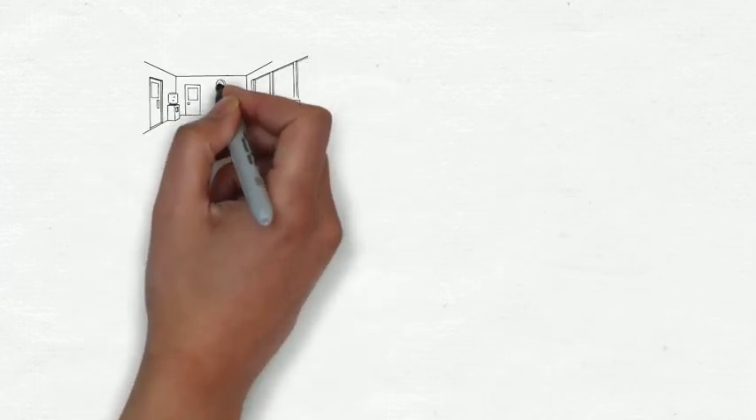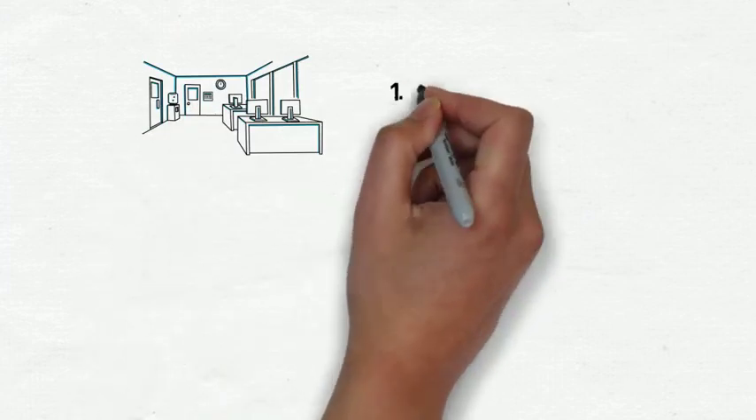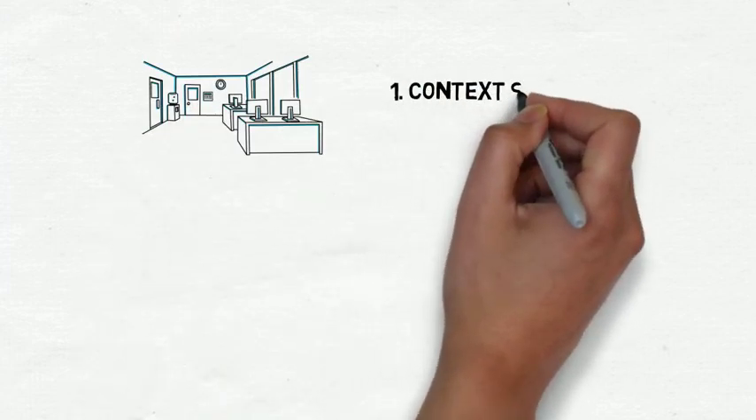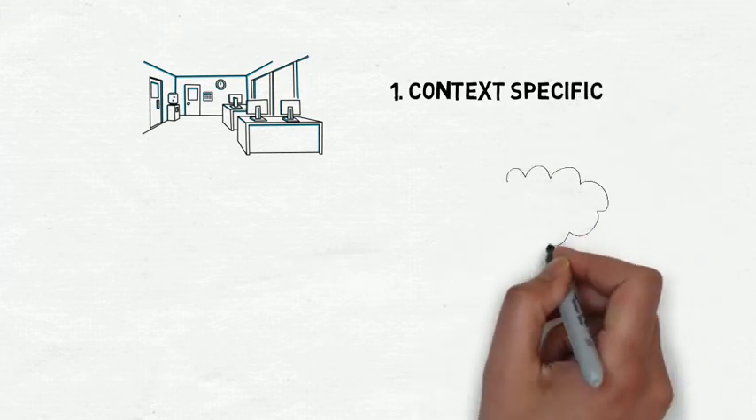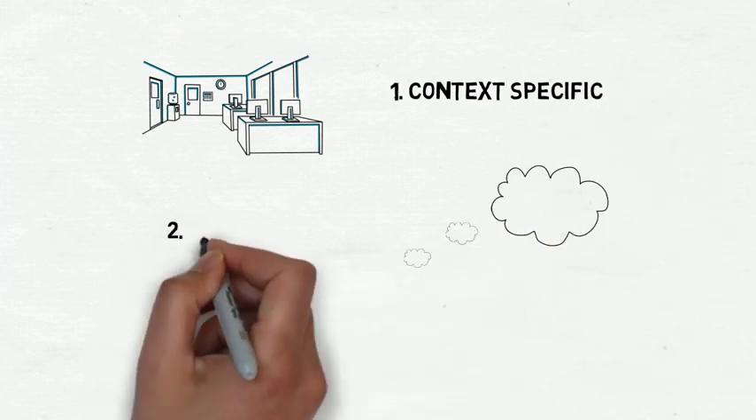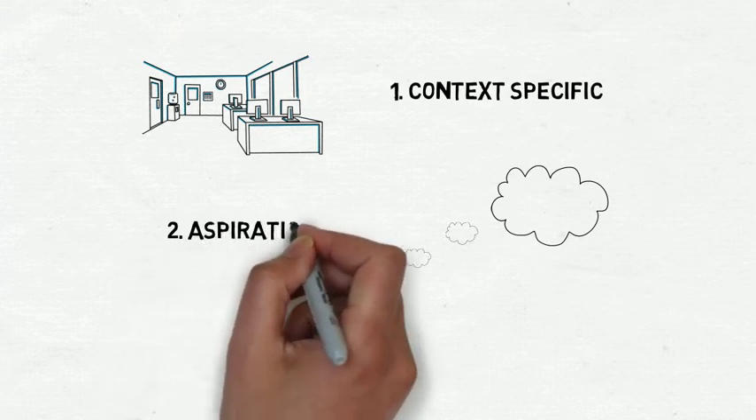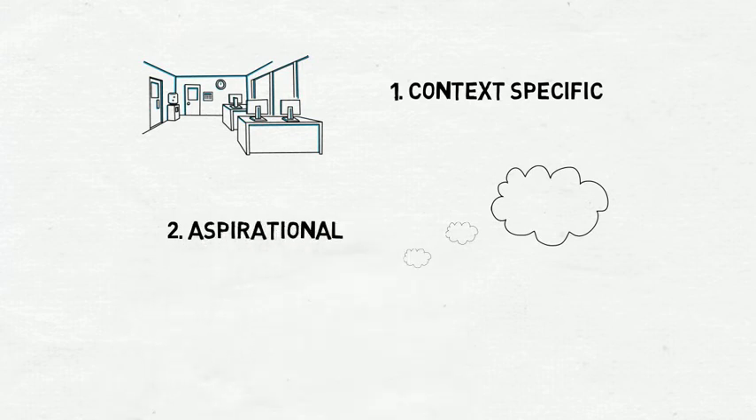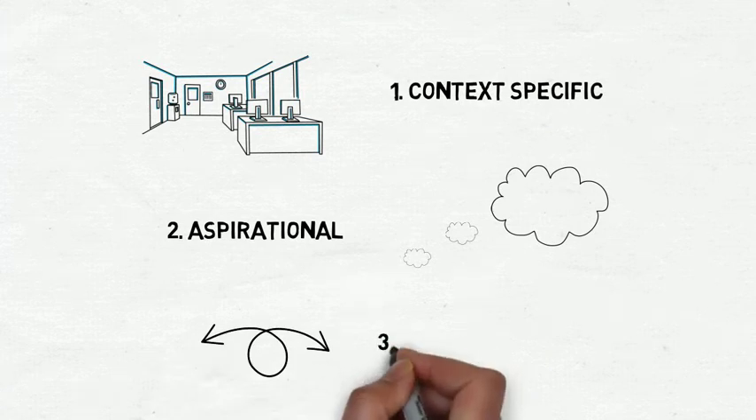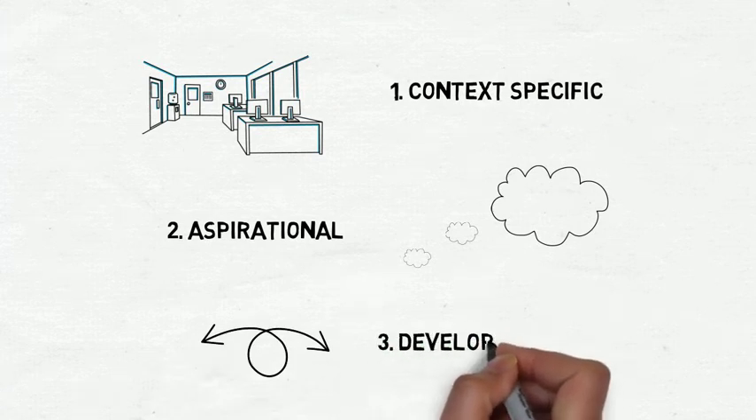There are three key features of theories of change. 1. A theory of change is context-specific. It's primarily concerned with describing a particular intervention rather than its generalizability. 2. A theory of change is aspirational. It describes what is anticipated rather than what actually happened. 3. A theory of change is developmental. It deepens and evolves over time.